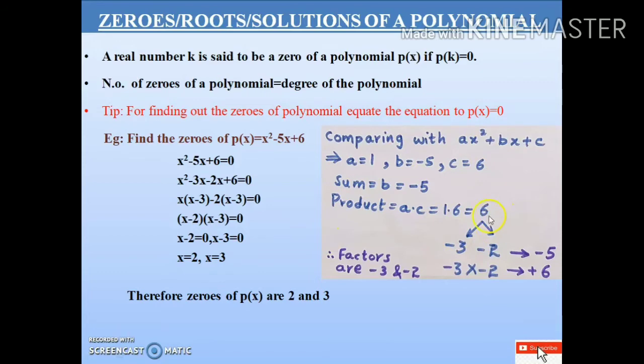So always see the factors of 6. What are the factors of 6? If I take minus 3 and minus 2, both are the same sign, so I can add them and I will get minus 5. So here the sum is minus 5. And even if I multiply them, minus 3 into minus 2, 3 twos are 6 and minus into minus is plus. So if I take these factors, I am getting the sum as minus 5 and the product as plus 6. So I can choose the factors as minus 3 and minus 2.